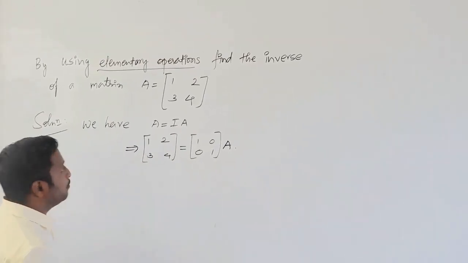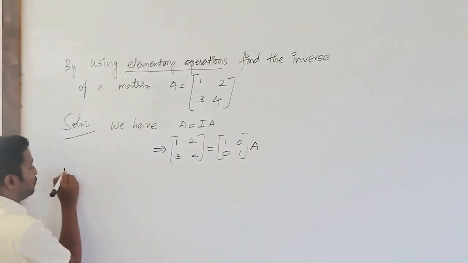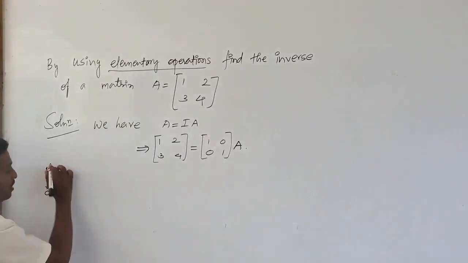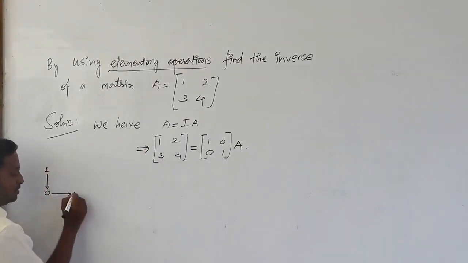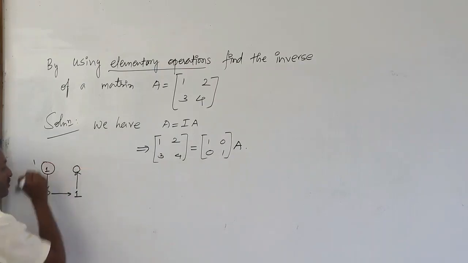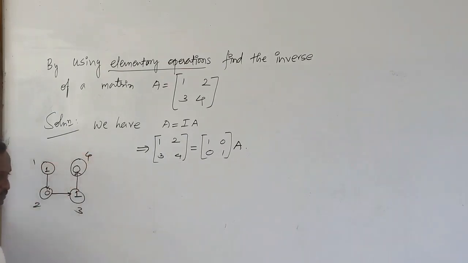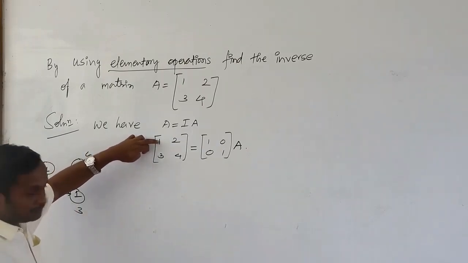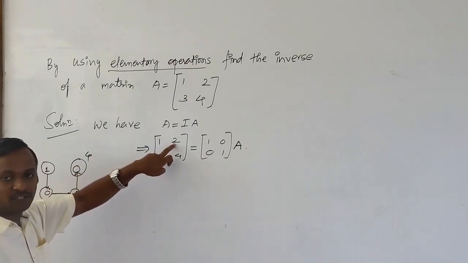For making this, the very important point I will give: first make this element 1, next make the one below it 0, then make this element 1 and next 0. After that this is 1, after that this is 0. This is the first step, this is the second step, this is the third step, this is the fourth step. You will come to know very clearly. Just observe. I have to make this 1, this 0, this 1, this 0.